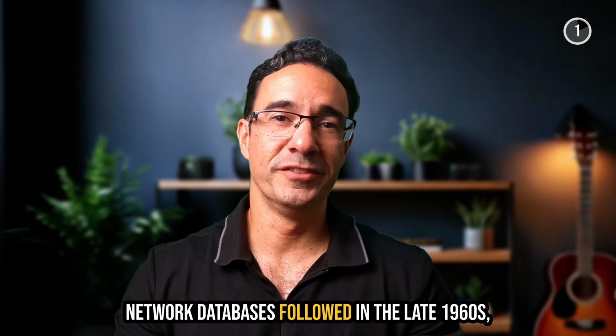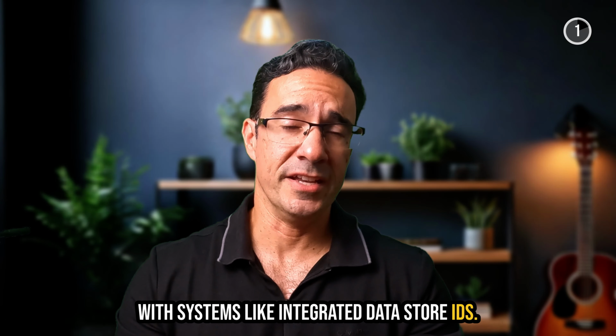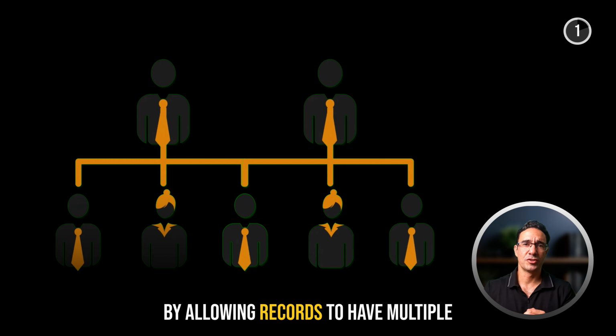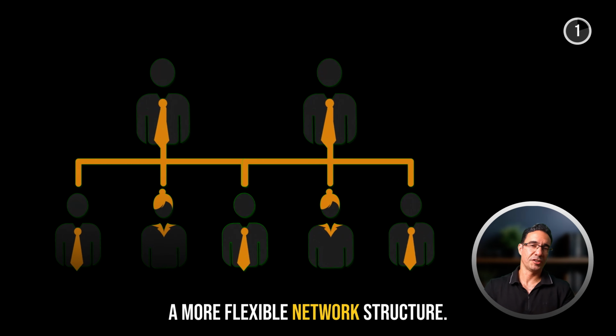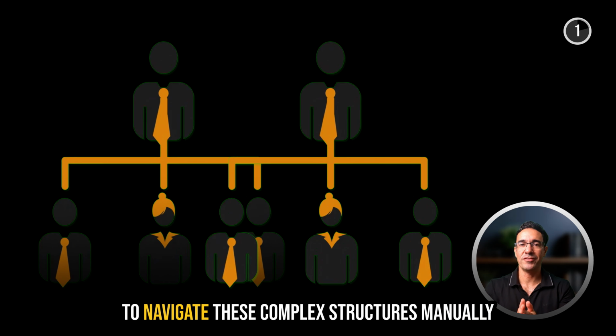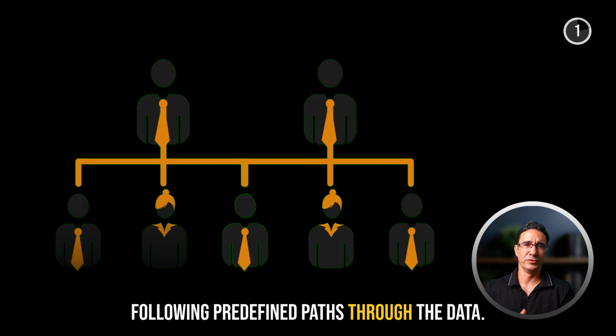Network databases followed in the late 1960s, with systems like Integrated Data Store, IDS. This improved the hierarchical model by allowing records to have multiple parent-child relationships, creating a more flexible network structure. However, application developers still needed to navigate these complex structures manually, following predefined paths through the data.